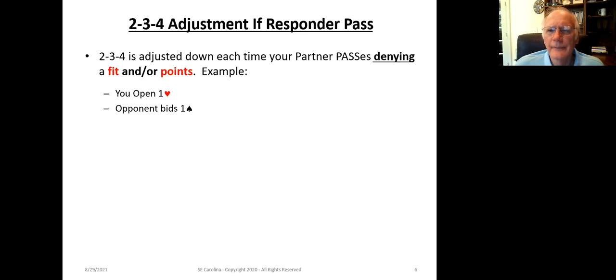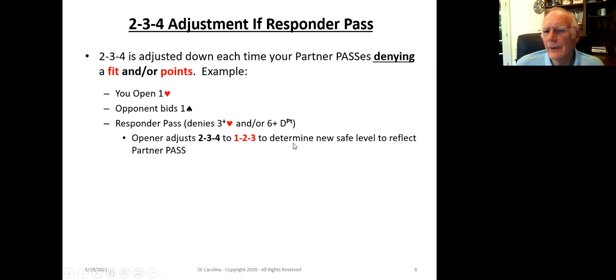Now let's take a look at a different example. You open 1 heart, opponent bids 1 spade. Responder, your partner, denies having 3 hearts, or 6 plus distribution points. So if they don't have 3 hearts and they don't have 6 plus distribution points, they pass. Your hand, because you're in hearts, just got weaker, because your partner can't answer. So what we should do in this particular level is decrement the safe level that the 1 heart opener, you, can bid to based upon that pass. Instead of using 2, 3, 4, choose 1, 2, 3.